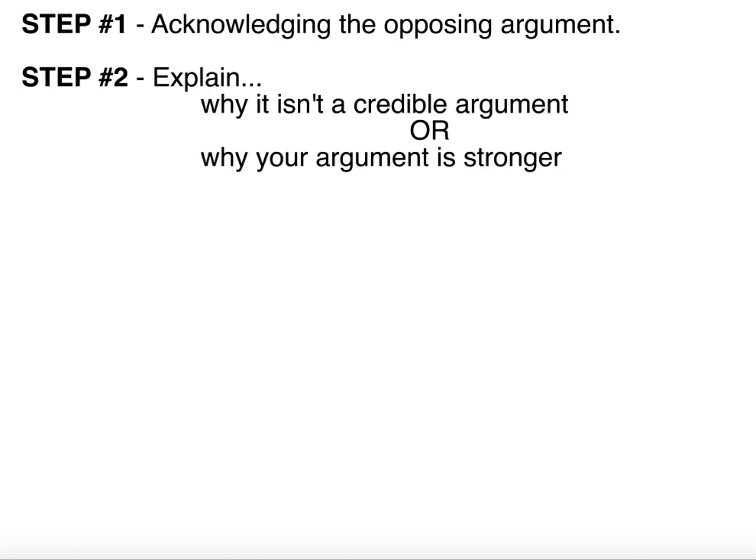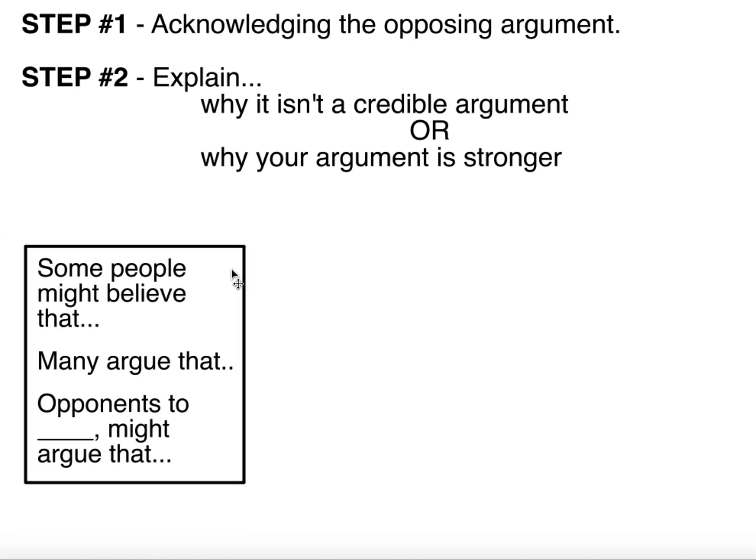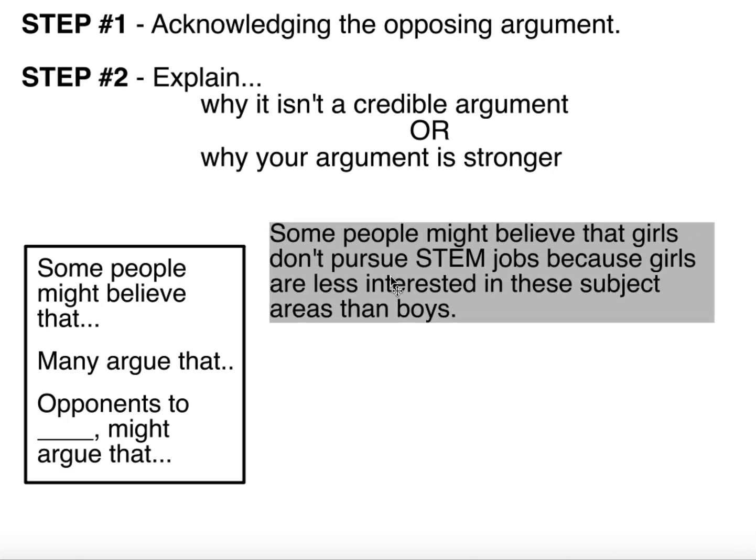So step number 1, I'm going to acknowledge the opposing claim. And I'm going to use one of these 3 sentence starters to do that. So some people might believe that, many argue that, or opponents to blank might argue that. So I'm going to use this first one. Some people might believe that girls don't pursue STEM jobs because girls are less interested in these subject areas than boys. So I'm acknowledging the opposing argument. I'm acknowledging what my reader might actually be thinking.